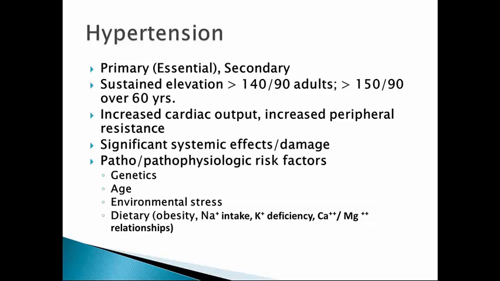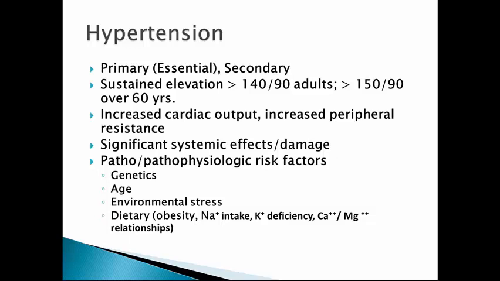Let's take a look then at the pathophysiologic risk factors. Is there a familial disposition to hypertension? Yeah, we can see it in families, but we don't have a single gene that has been identified. So there are probably some pieces of genetics that are very, very important, and we need to be aware of that. So a family history of hypertension would be important to pay attention to.